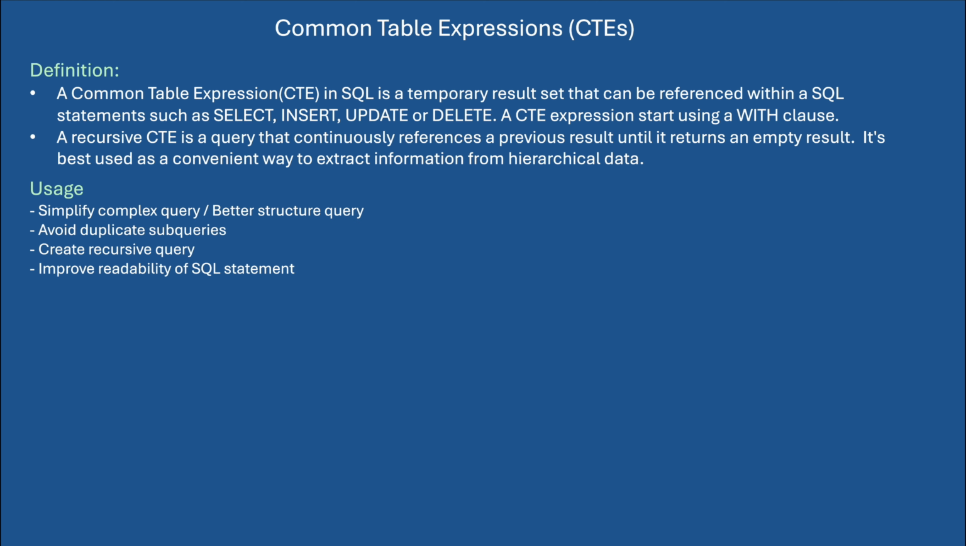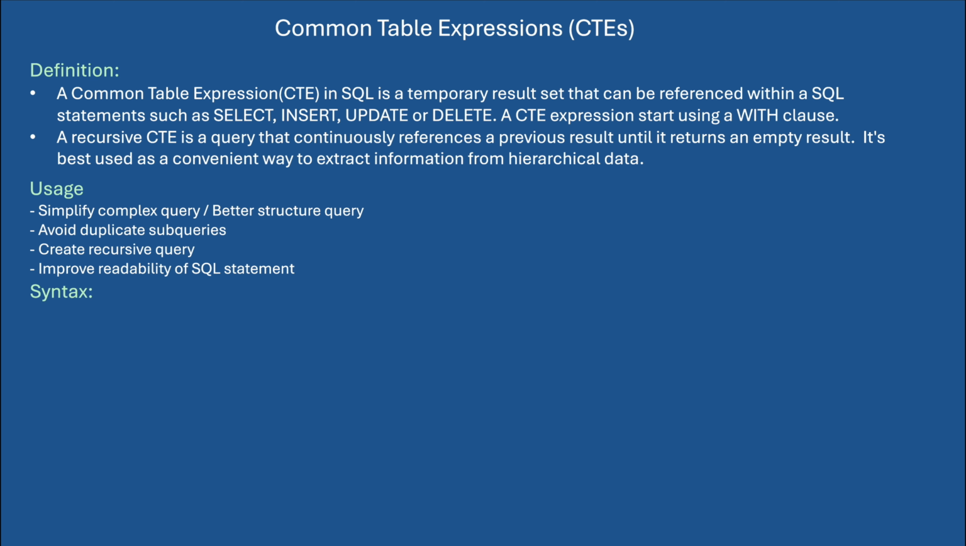Some of the uses of common table expressions are to simplify complex queries and better structure the query, and avoid duplicate subqueries. If there are any subqueries which are needed multiple times, we can wrap them around the common table expression. They are also used for creating a recursive query using a recursive CTE, and for improving the readability of a SQL statement.